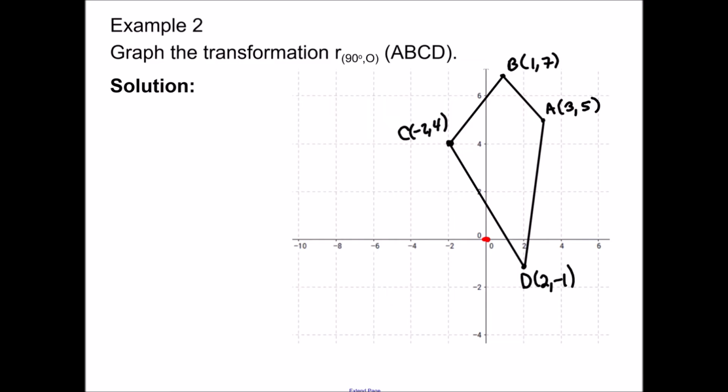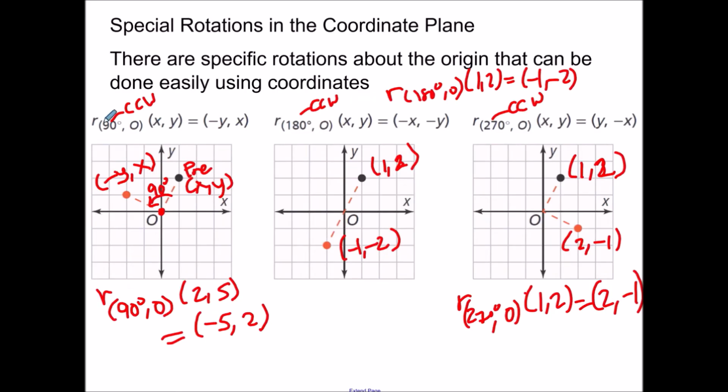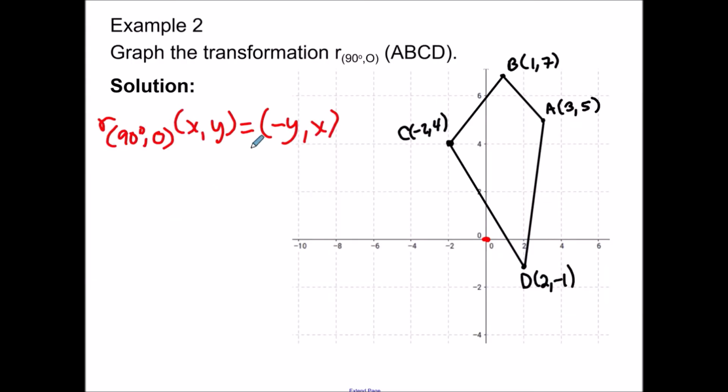Again, we can use the compass and the measurements to do this, or we can use the special rotation rule. For rotating 90 degrees about the origin, if we're rotating a point (x, y), then the rule is that you're going to switch the x and the y, but the y is going to be opposite in sign. I'll go ahead and show you in that slide so you can refer to it: 90 degrees, (negative y, x). So we're going to be using that rule here.